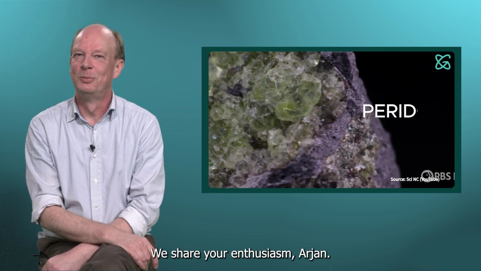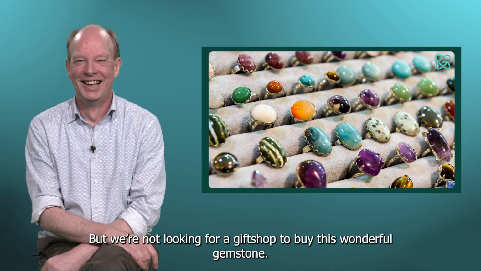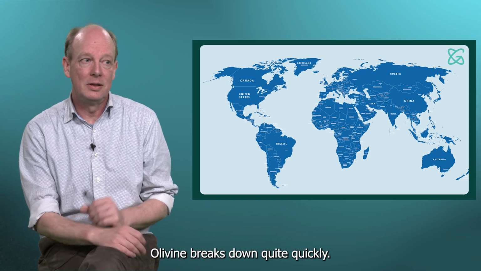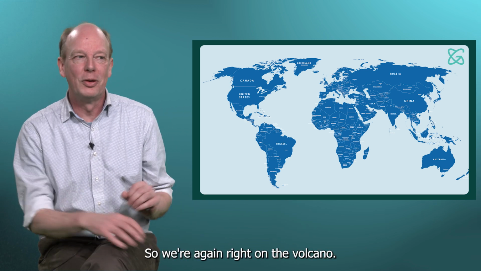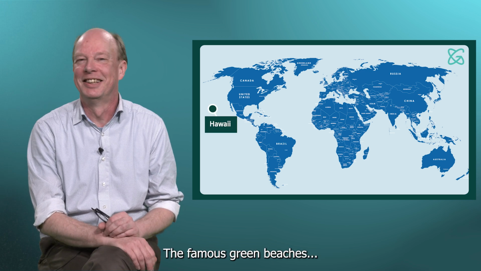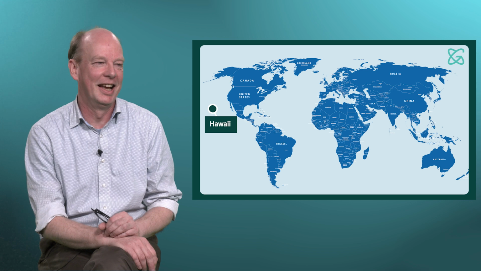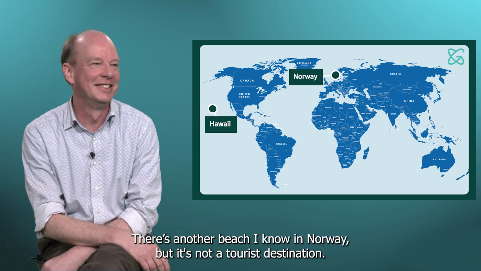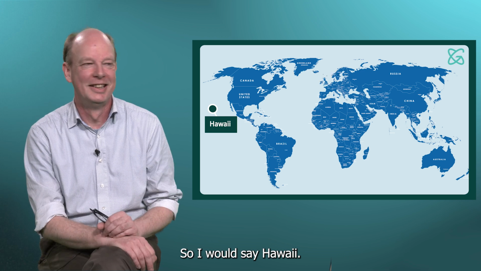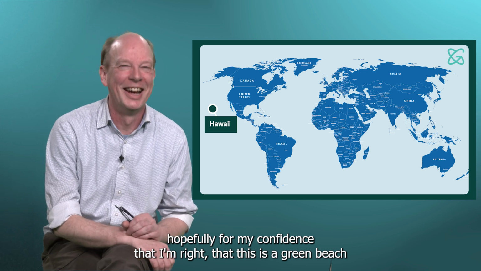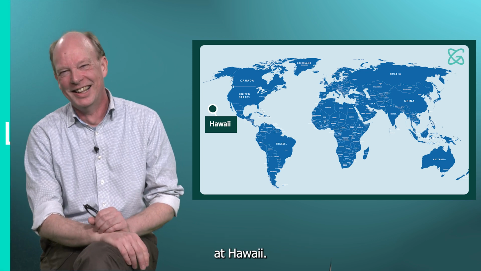We share your enthusiasm, Arjan, but we're not looking for a gift shop to buy this wonderful gemstone. Do you have any idea where this sand from Emma's backpack might have come from? Olivine breaks down quite quickly, so we're again right on the volcano, I would say. I can only think of the beaches on Hawaii, the famous green beaches that we see on Hawaii. There is another beach I know in Norway, but it's not a tourist destination, so I would say Hawaii. So tell me, for this one, hopefully for my confidence that I'm right, that this is a green beach at Hawaii.